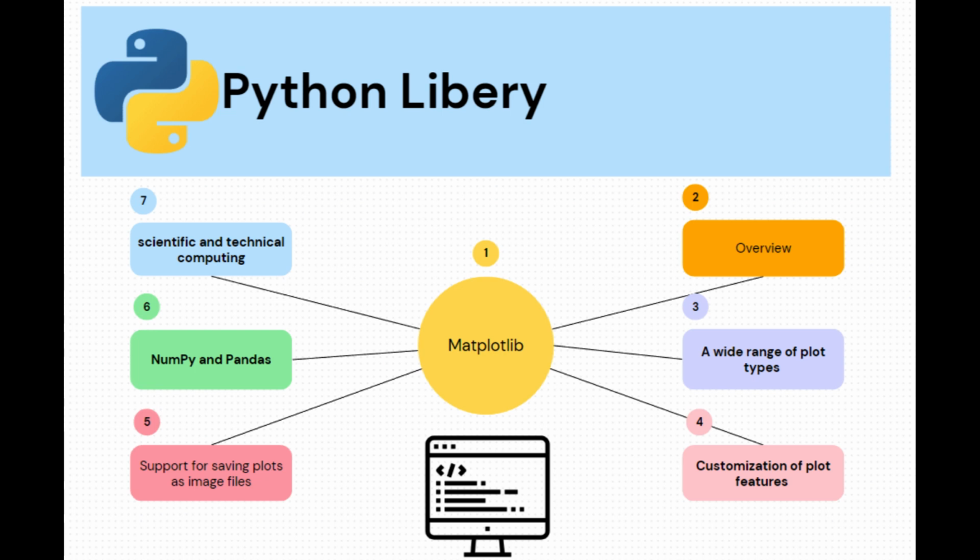Some of the main features of Matplotlib include a wide range of plot types including line plots, scatter plots, bar plots, error bars, box plots, histograms, and more. Customization of plot features such as titles, labels, tick marks, and legends. Support for saving plots as image files in various formats, for example, PNG, JPEG, PDF. Integration with other scientific libraries such as NumPy and Pandas.